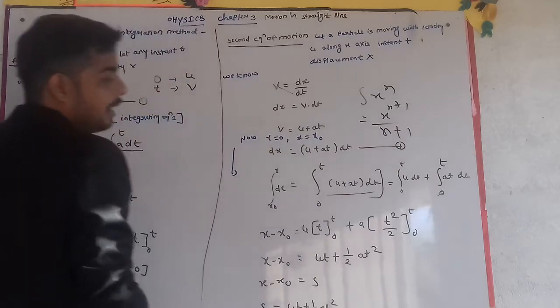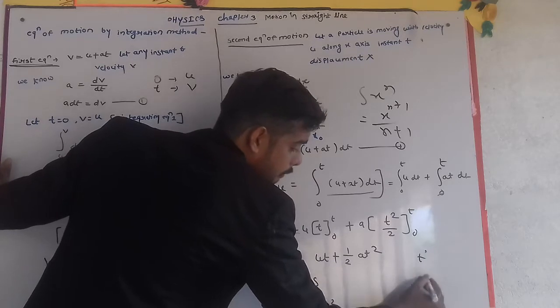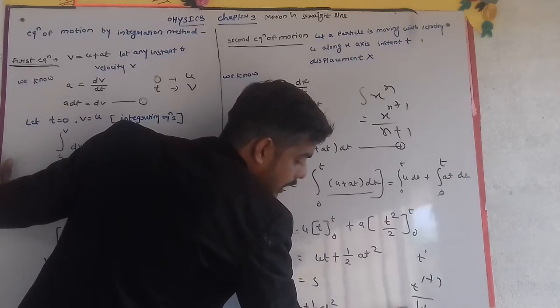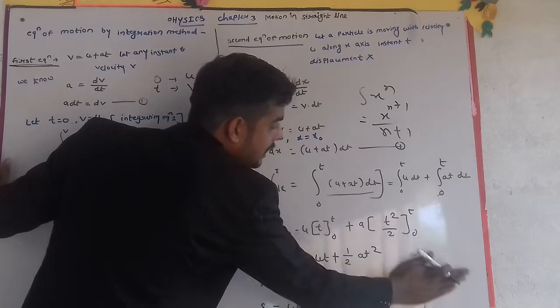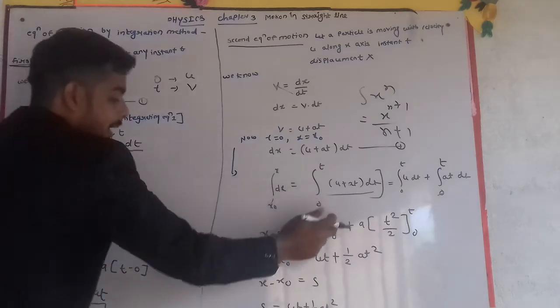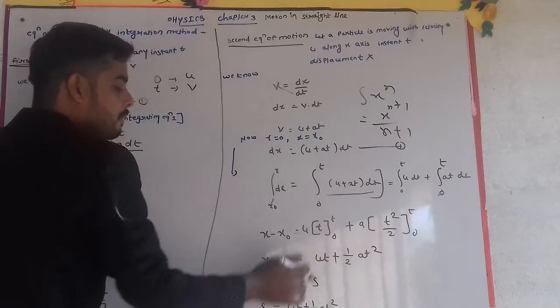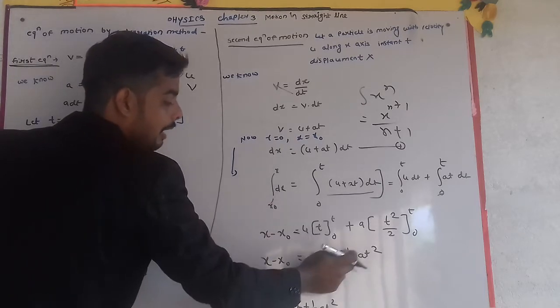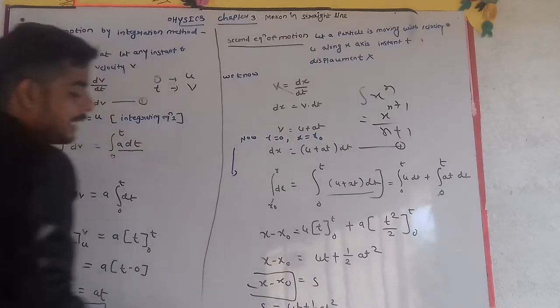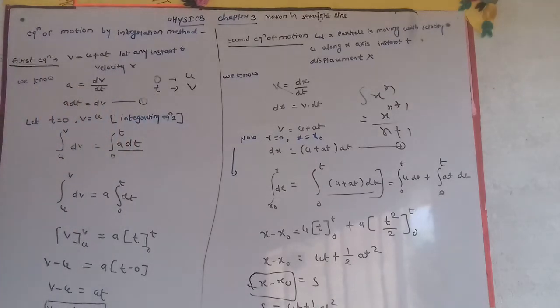Here t is to the power 1, so the integration is t to the power 1 plus 1 upon 1 plus 1, that is t square upon 2. Now we put upper limit minus lower limit, from 0 to t, and the lower limit has no effect. We get ut plus half at square. x minus x0 is the displacement, so s equal to ut plus half at square. This is our second equation of motion by the integration method.